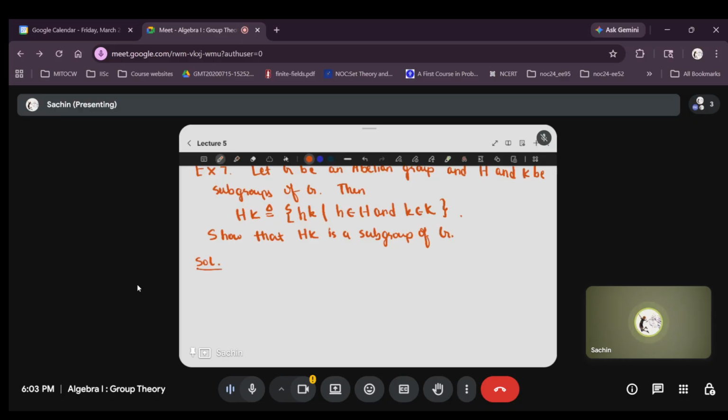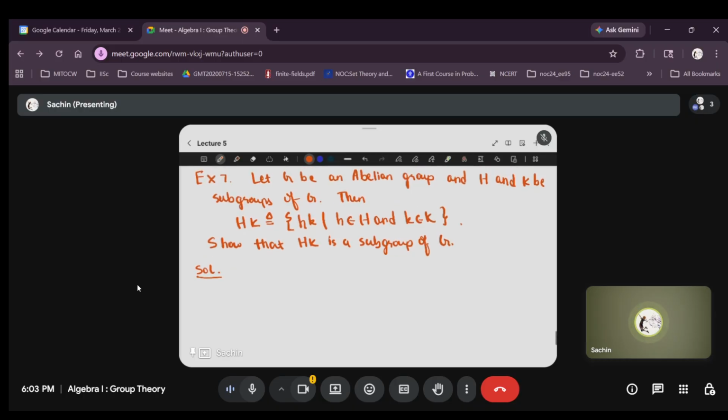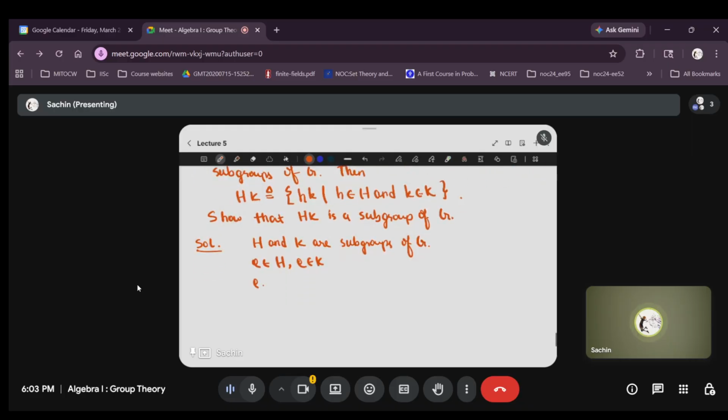First we have to show it is non-empty. So since H and K are subgroups of G, E belongs to H, E also belongs to K. So E dot E belongs to HK. Thus HK is non-empty.